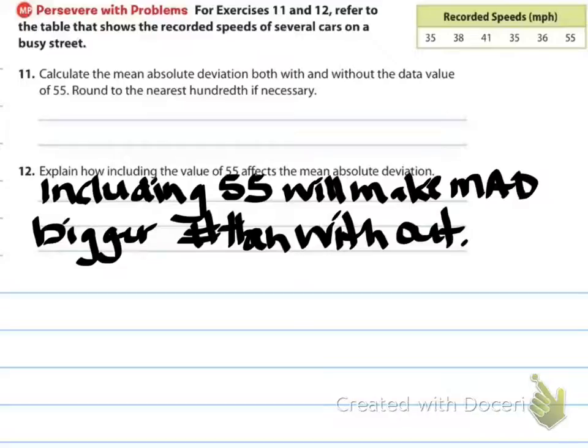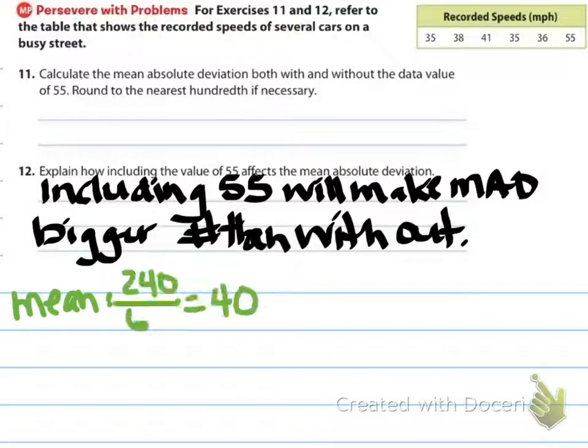So I'm going to now do number 11. And if you want to pause the video now and try it on your own, then please go ahead. Otherwise, you're about to watch me do it. And you can write along, of course. So the first thing is that I need to find the mean. Finding the mean, I'm going to add up all my numbers and divide by how many there are. So let me do that now.